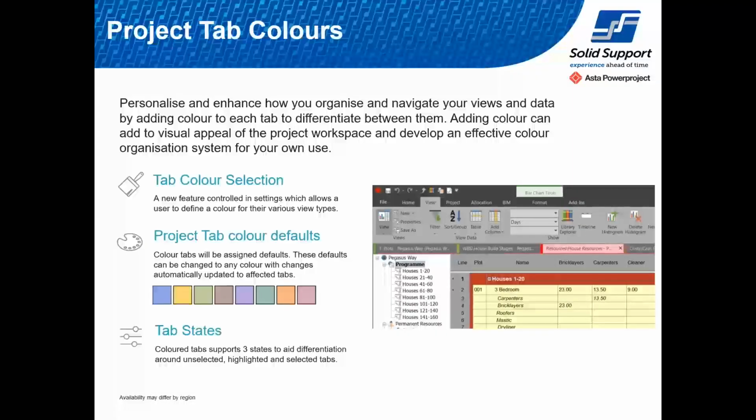Then you got project tab colors. So with version 17, now you got an option to set up a default tab colors. So for example, if you have multiple projects open inside Powerproject, you can differentiate them visually from their tab colors. Or you can also set different colors for the different view category inside the same project. So each view or each view category would have a different coloring. Let me just show you on Powerproject.